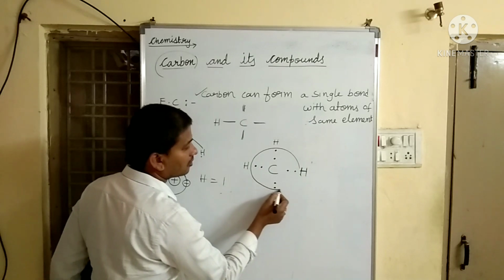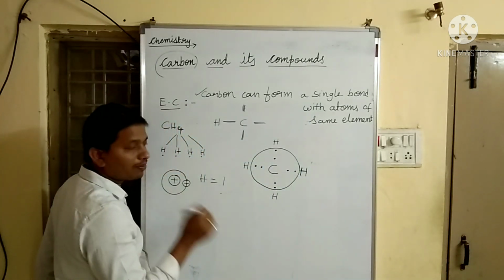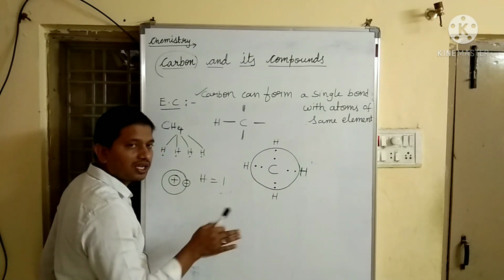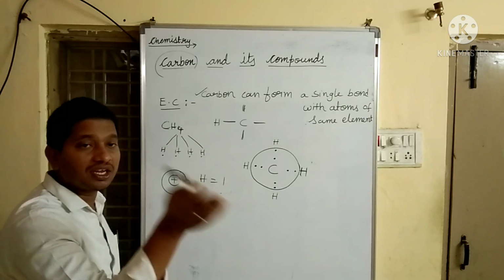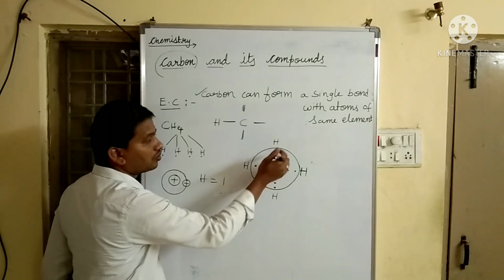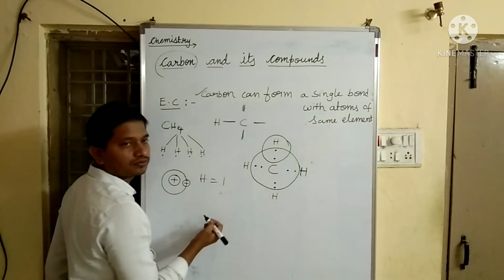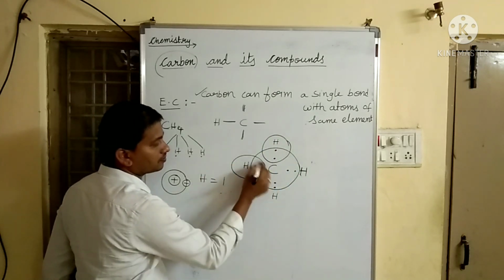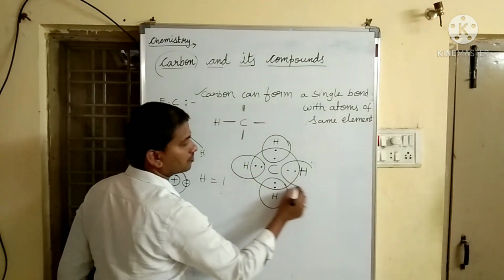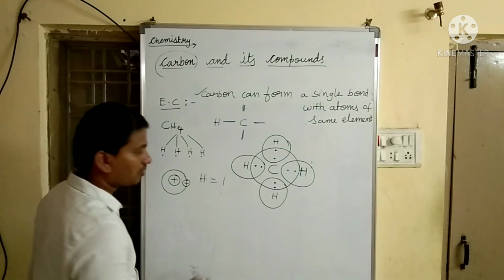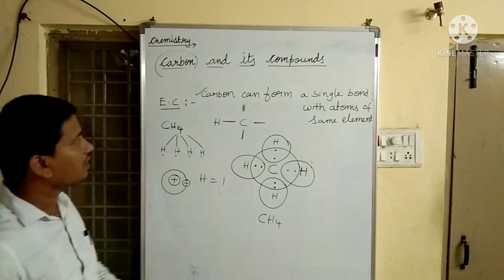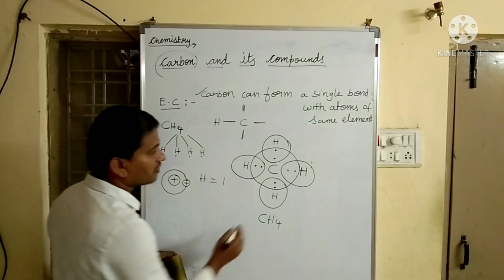Now with the carbon, it has 1, 2, 3, 4, 5, 6, 7, 8. Similarly, hydrogen is also attaining helium configuration, which is also a noble gas, right? You can see hydrogen has 1, 2. So the molecule is CH4. I mean, carbon can form this one single bond.